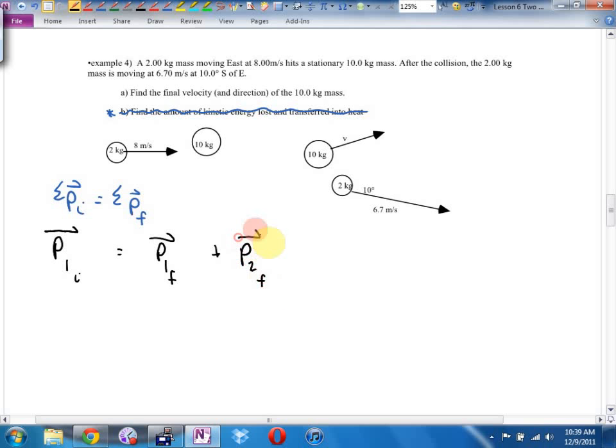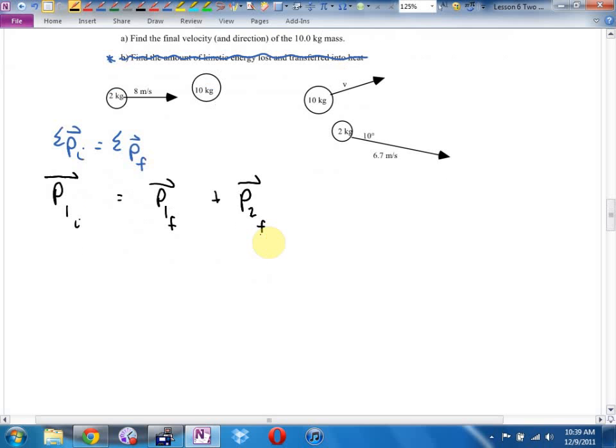Underneath this, I'm going to draw. The first momentum looks an awful lot like that. See it? Equals. Looks like the final momentum of this small mass, looking at the picture, looks like that. Looks like the final momentum of mass 2, looking at the picture, looks kind of like that.